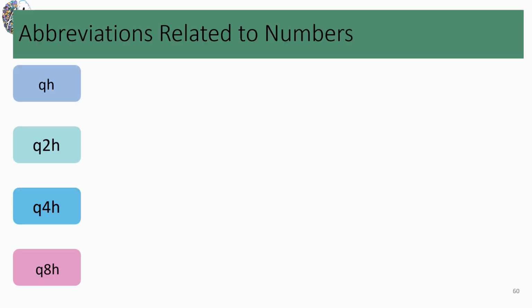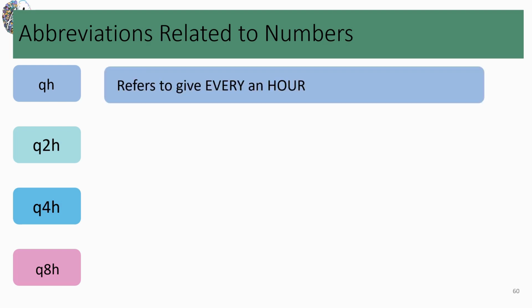Okay, let's take a look at some abbreviations related to numbers and numbers related to medications. They all have the letters Q and H in them, and Q and H refers to being given every hour. The next three are just going to see a number inserted between the Q and the H, and this helps to change how many hours we give it. Just the Q and the H alone is given every hour.